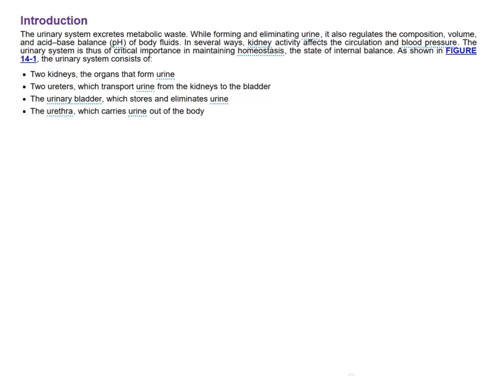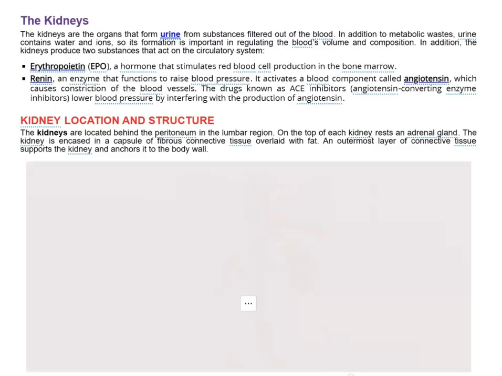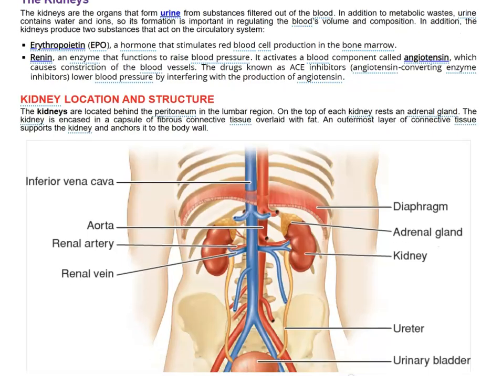The urinary system, what does it do? It can help balance electrolytes, our different bodily fluids, our blood pressure, and maintains homeostasis. So let's take a peek through this chapter. The kidneys are the organs that form urine. In addition to metabolic waste, urine contains water and ions. Its formation regulates the blood volume and composition. There are some terms there. You guys can review that.